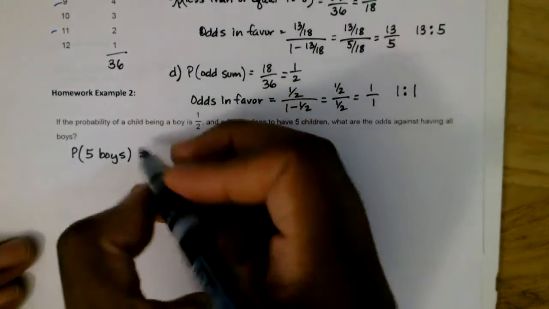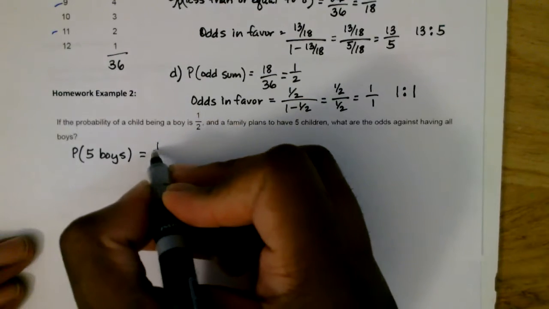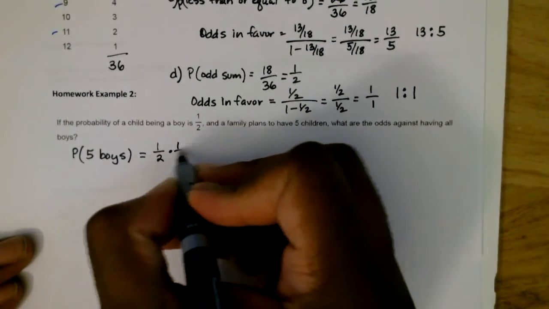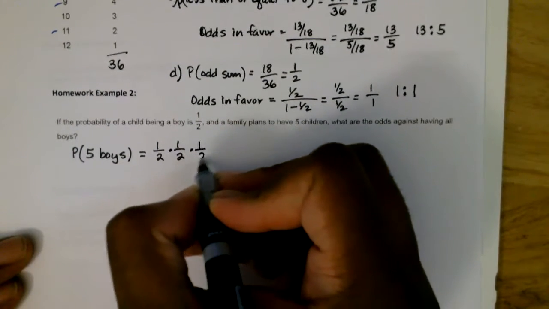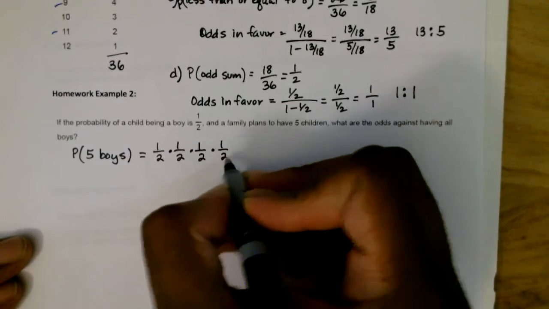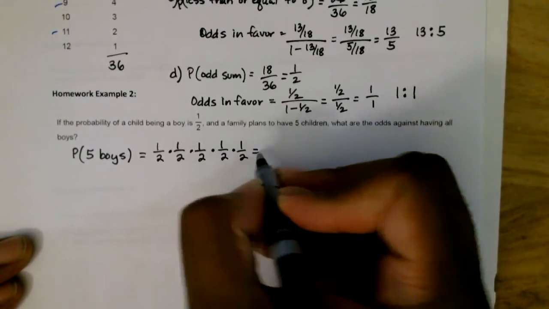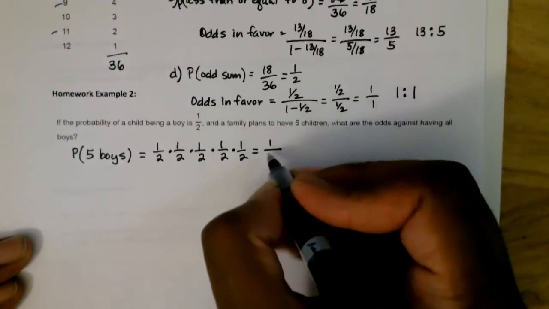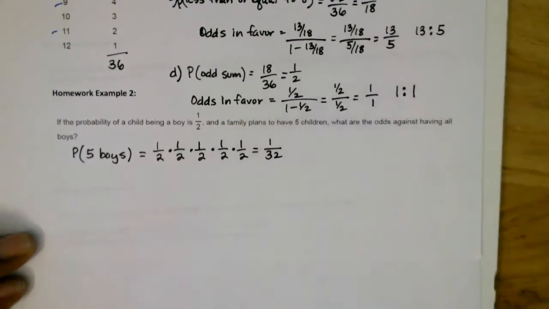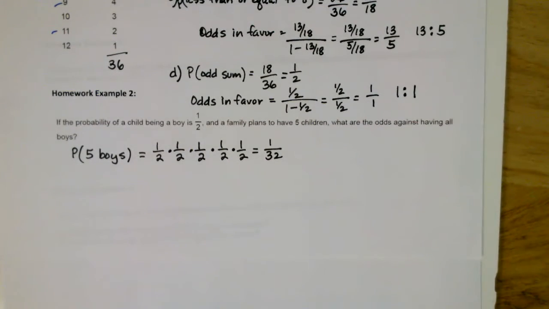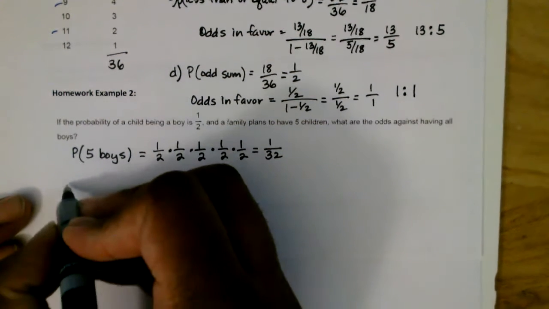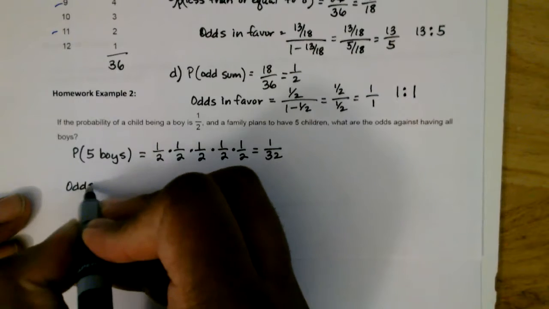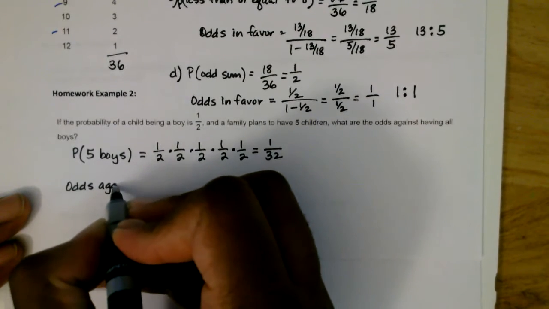So, the probability of getting a boy would be 1/2. For 5 boys, we take 1/2 and multiply it as a factor 5 times. So this would be 1 over 2 times 2 times 2 times 2 times 2, which would be 32. So the probability that a family will have 5 boys would be 1 over 32. Now we want the odds against 5 boys.